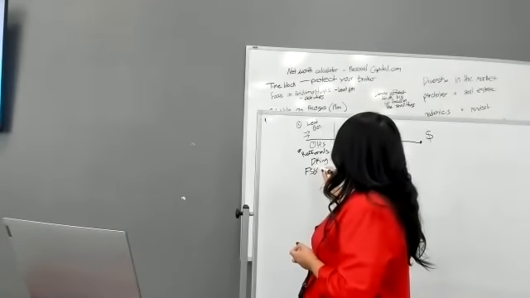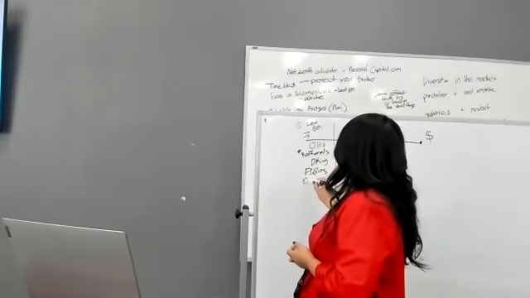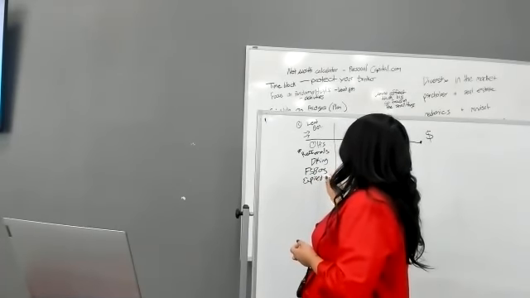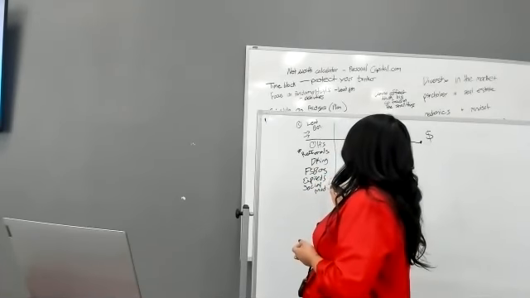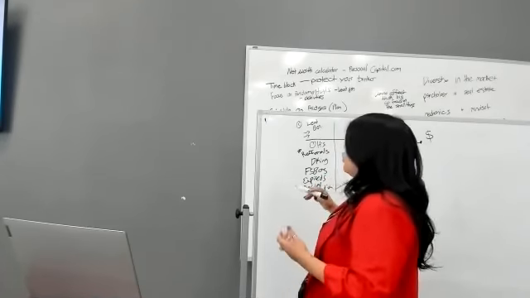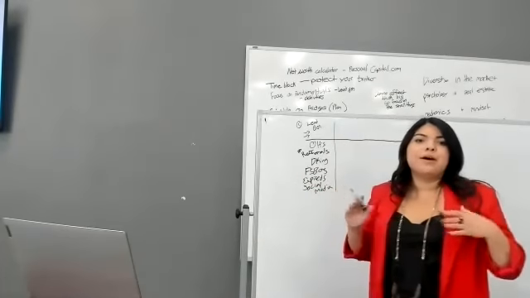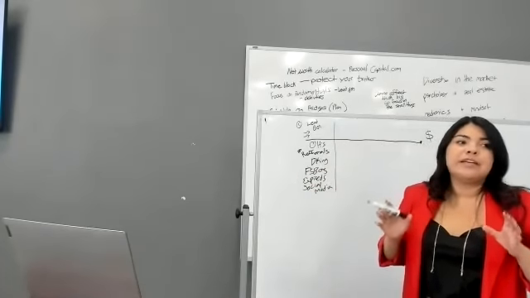FSBOs, expireds, social media. There are so many different types, right? I could write out a million different forms of lead generation here.